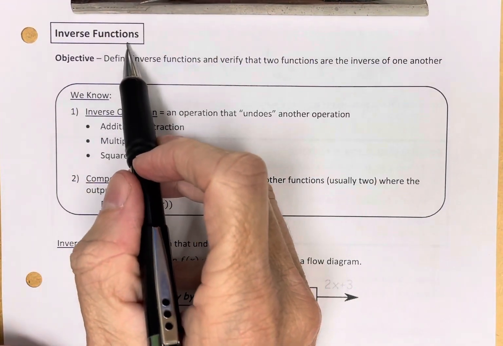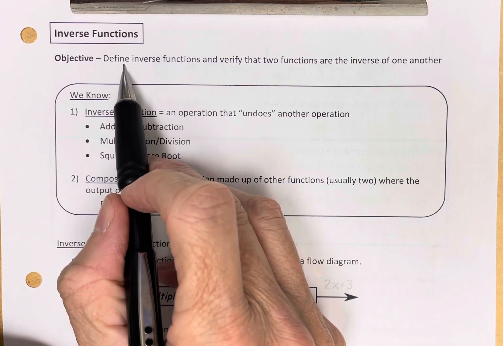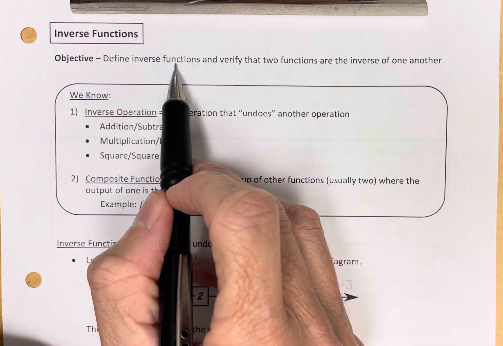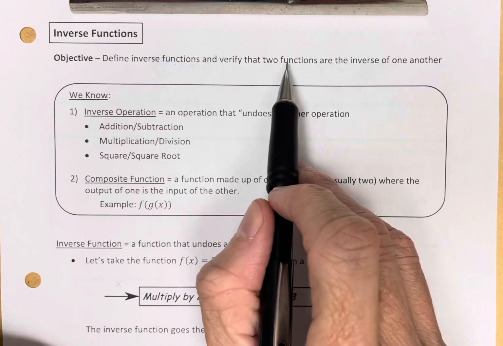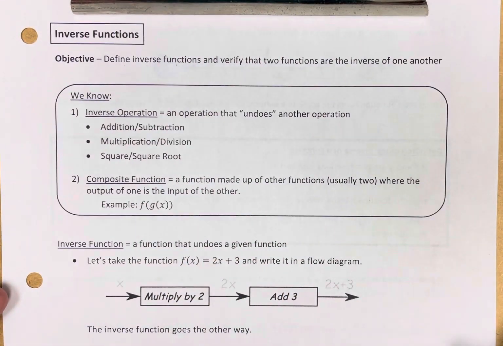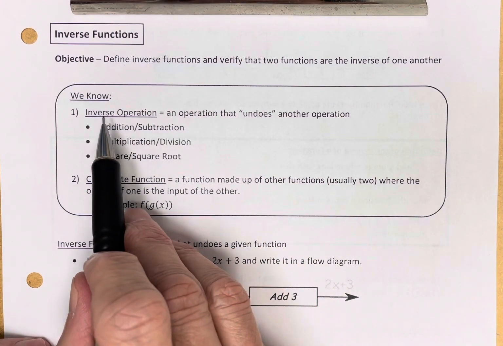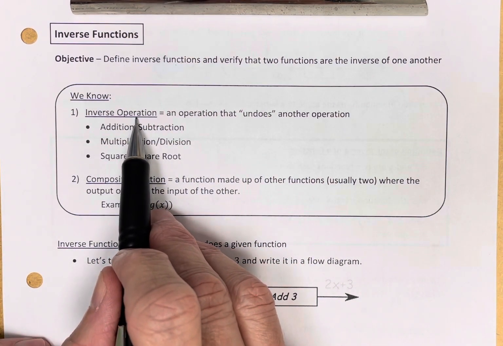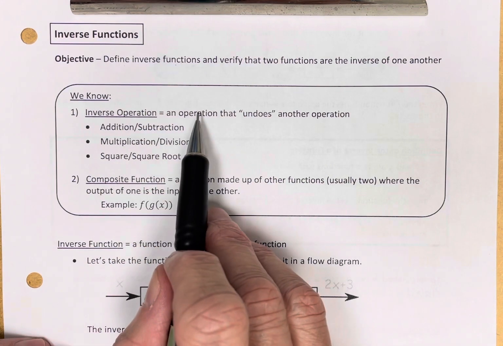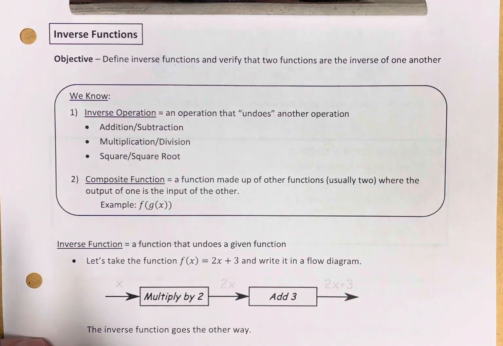Inverse functions. Our objective: we want to define what an inverse function is and verify that two functions are the inverse of one another. So what do we know coming in? Well, we know what an inverse operation is. An inverse operation is an operation that undoes another operation.